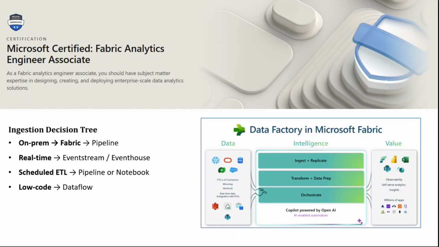And if I talk about the last, you will see questions on the ingestion decision tree as well, like how we ingest data from on-prem to Fabric using a pipeline. For real time, we use Eventstream. For scheduled ETL, we use a pipeline or notebook. For low-code, no-code transformations, we use Dataflow.